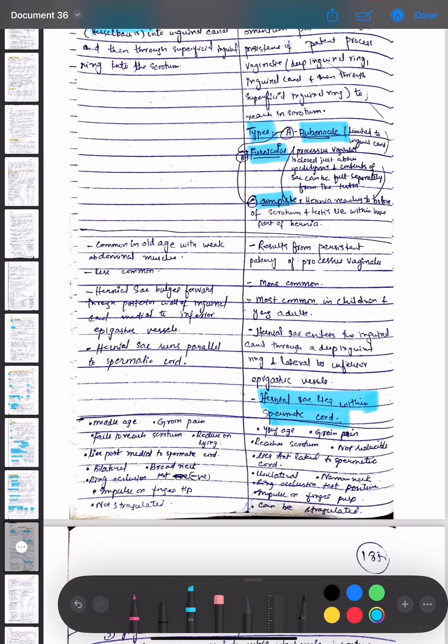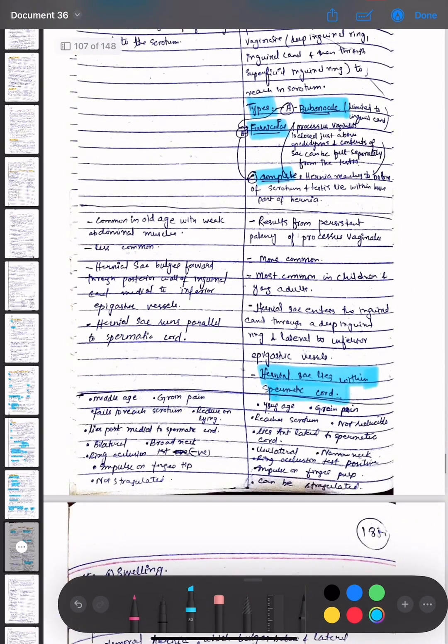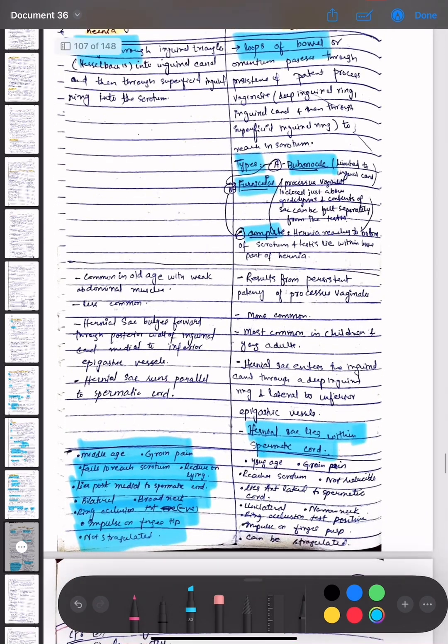Now, the direct inguinal hernia is common in middle age. Groin pain is absent, it fails to reach the scrotum, reduces on lying down, and lies posteromedial to the spermatic cord. Bilateral deep ring occlusion test is negative. Impulse is on the fingertip, and it is not strangulated. The indirect inguinal hernia is common in young age. Groin pain is present, it reaches the scrotum, is not reducible, and lies anterolateral to the spermatic cord. Unilateral deep ring occlusion test is positive. Impulse is on the finger pulp, and it can be strangulated.